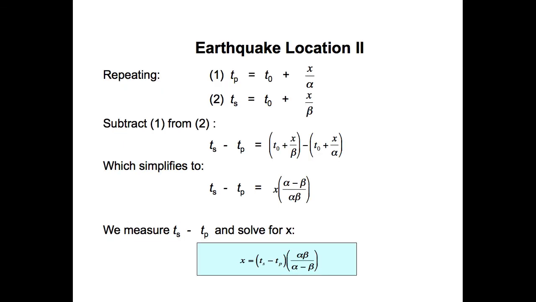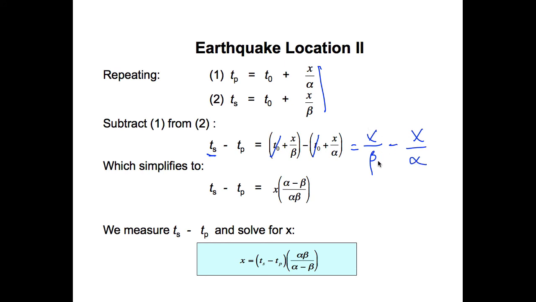So now we just repeat those two equations that we had from the previous slide here, and let's subtract one from the other. We'll subtract the P wave arrival time from the S wave arrival time because this is always larger. S wave always comes in later. And the nice thing about doing this is that the origin time of the earthquake cancels out. You can see this term will cancel this term. And we're left with just the distance over the S wave speed minus the distance over the P wave speed.